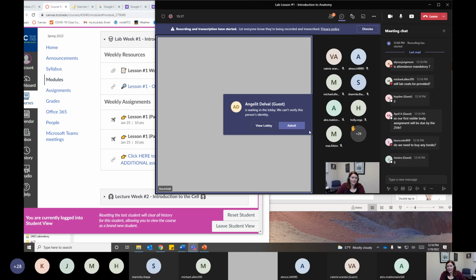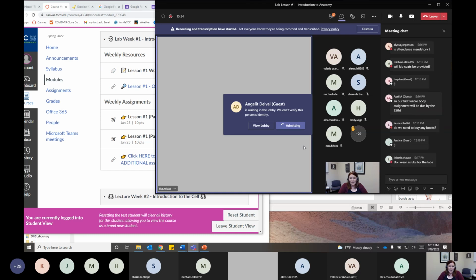Lab coats are not provided. We do not actually do many things where you'd need a lab coat. When we dissect an eyeball and dissect a brain at the end of the semester, you may want to bring your own or just wear some old clothes. But other than that, you won't really need a lab coat.